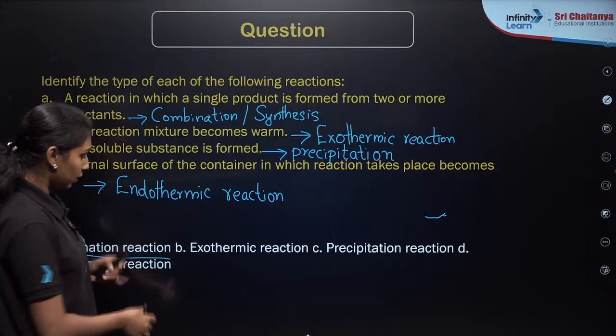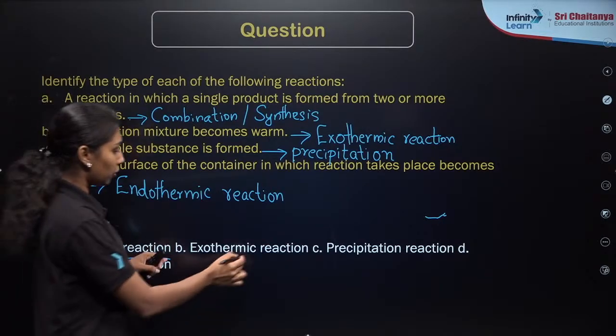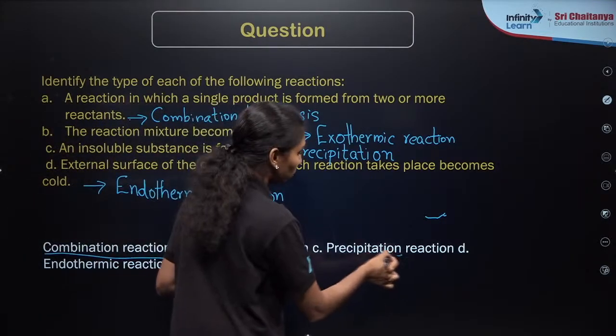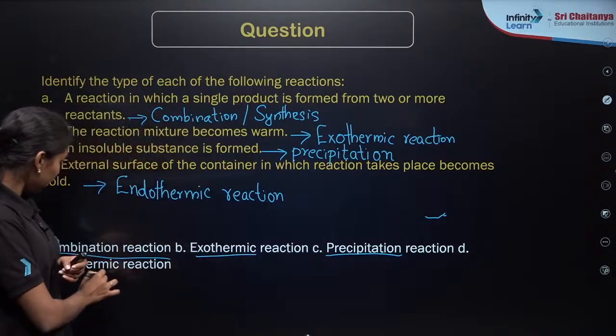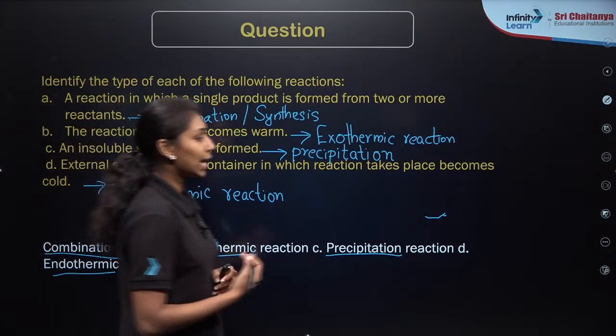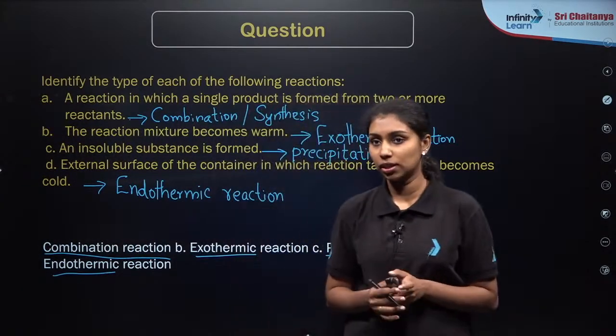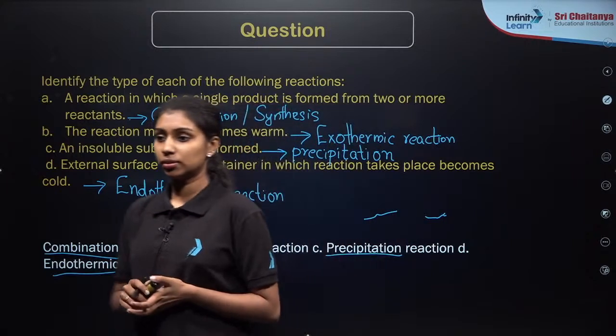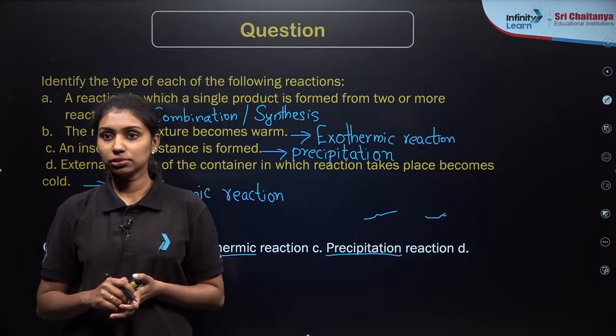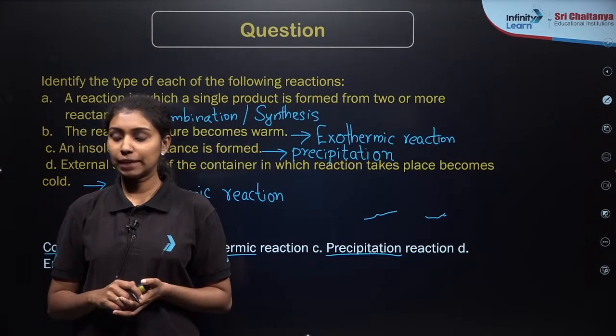So the answer is already given here. First one is the combination reaction, second one is the exothermic reaction, third one is the precipitation reaction, and last one is the endothermic reaction, depending upon the heat liberated or the heat absorbed. Clear? Can we move to the next question?